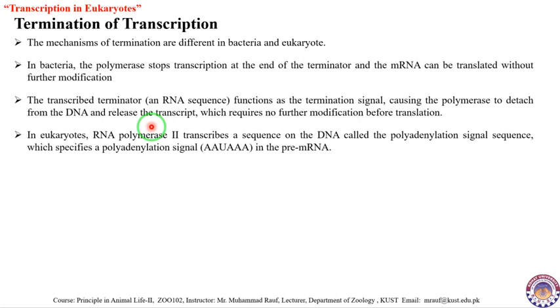Whereas the eukaryotic messenger RNA undergoes modification. The modification can be the addition of the poly-A tail by the enzyme poly-A polymerase and the addition of the 7-methyl GTP cap.